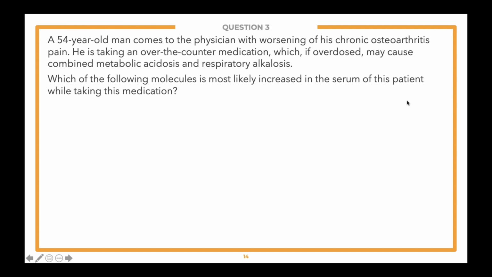Which of the following molecules is most likely increased in the serum of this patient while taking this medication? Once again, I'll give all of you a few moments here to respond in the question box and let us know how many steps you believe this question will require, and then we'll move on to the lead-in.